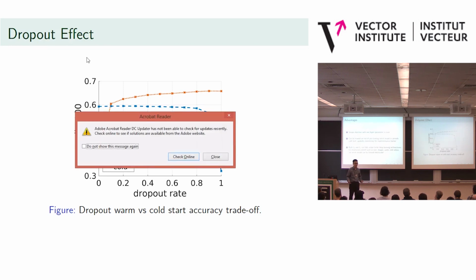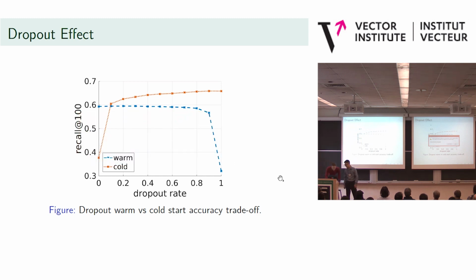One interesting characteristic that we've observed with the dropout net is when we vary the dropout rate. Shown here, on the x-axis, we vary the dropout rate from 0 to 1, which is the probability with which the preference input is set to 0. On the y-axis, we have recall at 100, with higher recall being better.